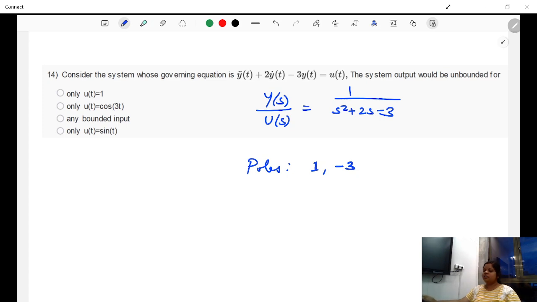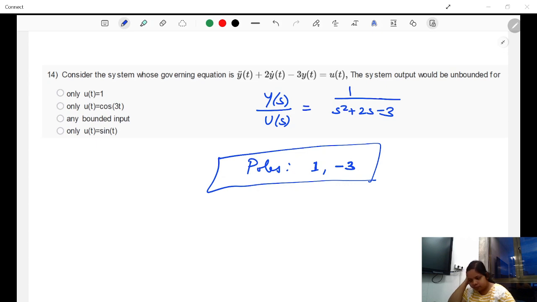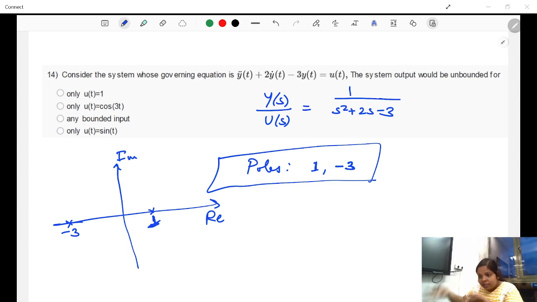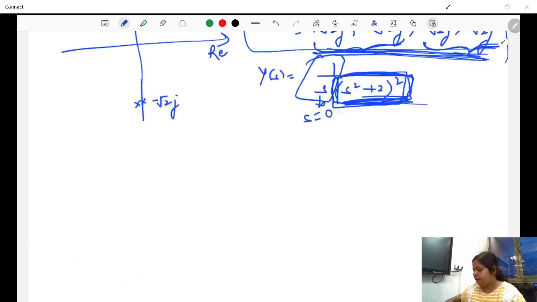So, what should be the answer to this question? See the position of the pole. This is imaginary, this is real. One pole is at -3. One pole is at 1. Do you see? You have a pole already in the right half of the S plane.